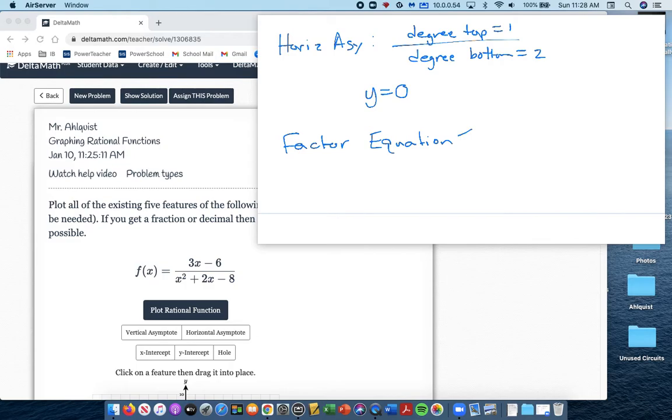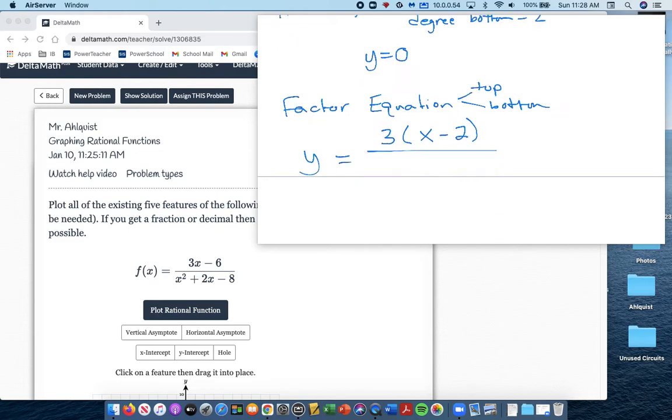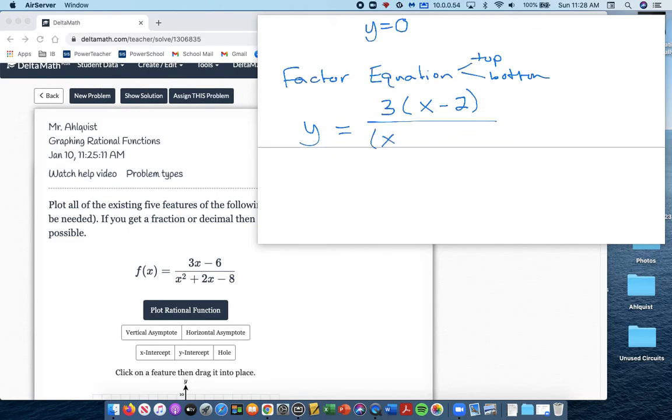I'm going to factor the top and the bottom. So if I factor the top and the bottom, notice that on the top I can pull out a 3. So if I pull out a 3, I get x minus 2. And if I factor the bottom, I would get x plus 4 times x minus 2. If you forgot how to factor, go back and look at that assignment, but you'll get something like this.